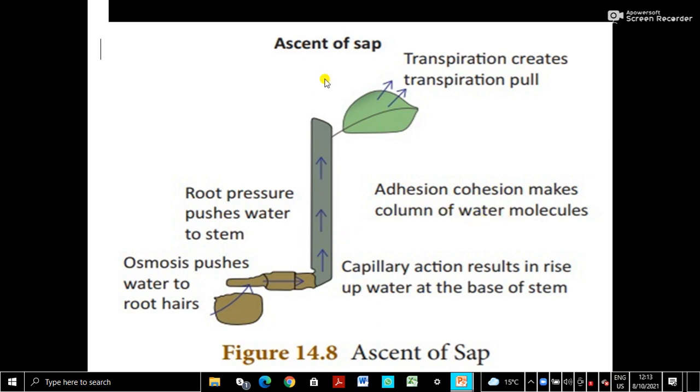Ascent of sap takes place through all these: root pressure, transpiration pull, adhesive and cohesive force. Adhesion between water molecules and the xylem, cohesion between water molecules. Okay, so this is ascent of sap.